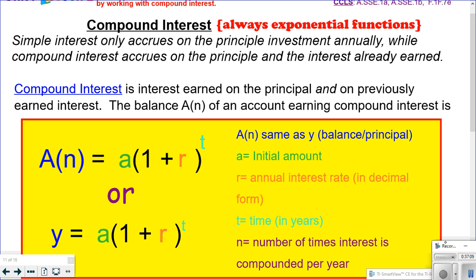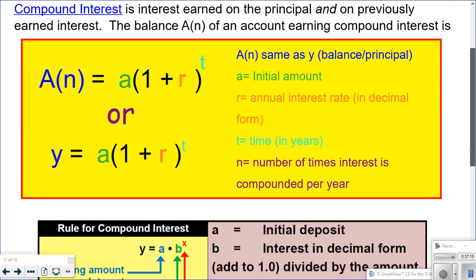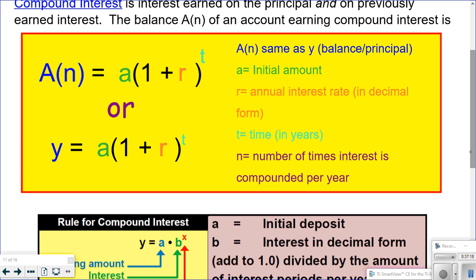The balance A of the account earning compound interest is, and here's the formula, A of N equals A times 1 plus R to the T power. So it's the same formula that we've been using. The lowercase a is the initial value. It's the balance, the principal. A is the initial amount. A of N is the same as Y. That's the balance of what you have compounded as far as interest goes. It's two different A's.